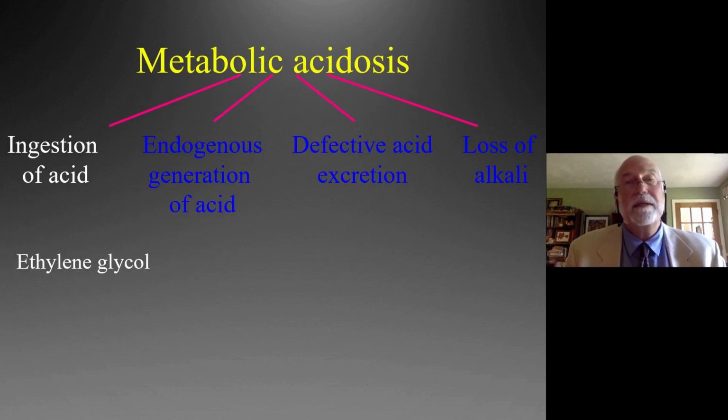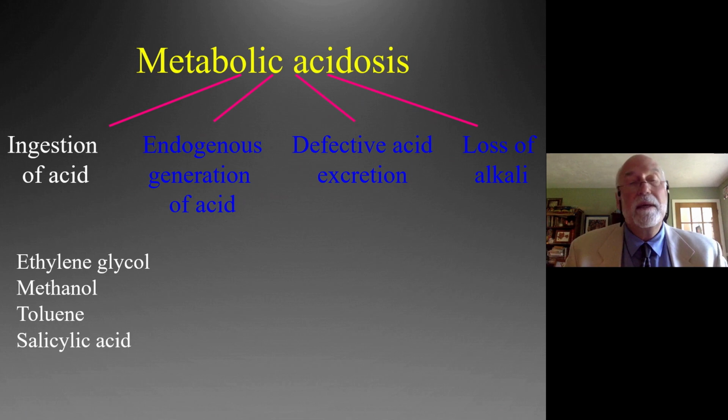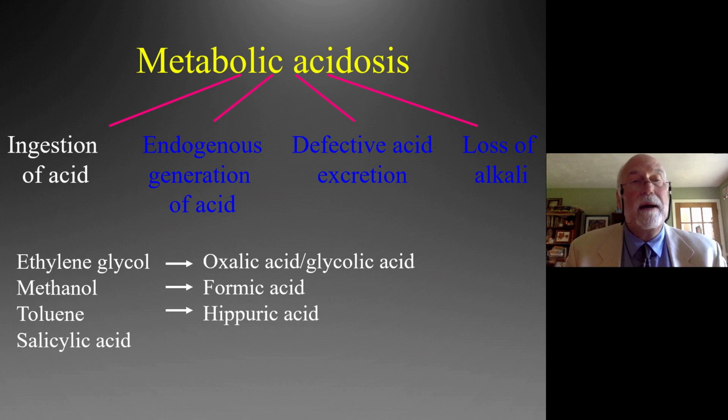And ingesting acids is something that needs to be on the radar screen for any patient presenting to the emergency room with an altered sensorium and an acidosis. The common ones are ethylene glycol, methanol, toluene, aspirin or salicylic acid. And here are the acids that are generated from alcohol dehydrogenase. So ethylene glycol will convert to oxalic acid and glycolic acid. Methanol gets converted to formic acid, toluene to hippuric acid, and salicylic acid is already an acid.